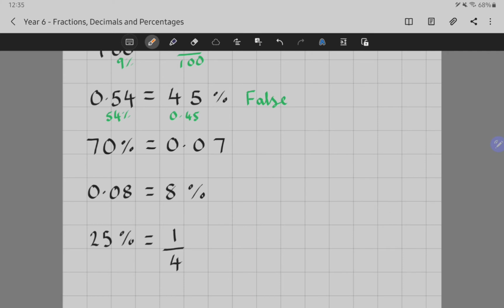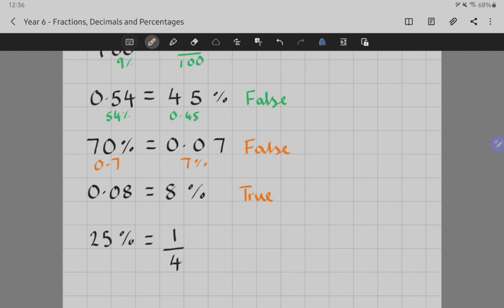So, how did you get on this time? Starting to make those links. So 70% is equal to 0.07. Well, that's false. Okay, 70% is the same as 0.7, or 0.07 is the same as 7%, not 70. Okay, 0.08 is equal to 8%. Well, that's true. Finally then, 25% equals 1/4.